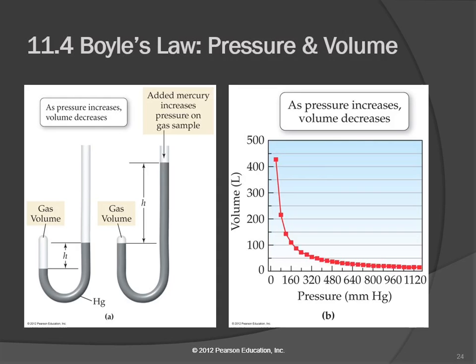And so he would adjust the pressure and measure the volume, and then he could graph it. So at low pressure, the volume was high, and as the pressure increased, the volume decreased. And that's how he arrived at the law that is now named after him, Boyle's law. Any questions about that?